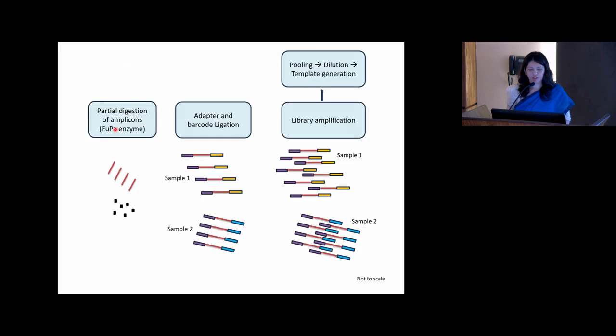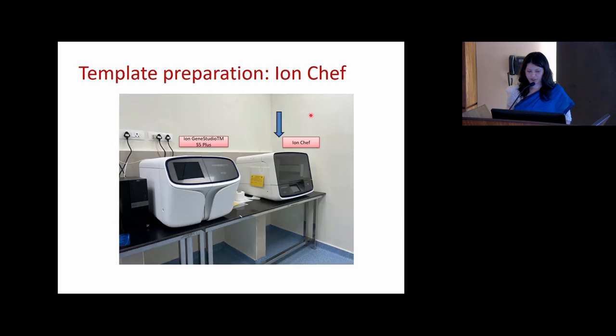Then there is partial digestion of amplicons using the FuPa enzyme to remove the primers, and then there are adapter and barcode ligation steps. So this is the adapter and this is the barcode, which is patient specific. Suppose this is sample 1, sample 2, so the adapters will remain common, but the barcodes will change. And then we'll pool the libraries together. There are also library amplification steps, and finally the libraries will be pooled together to go ahead for template generation.